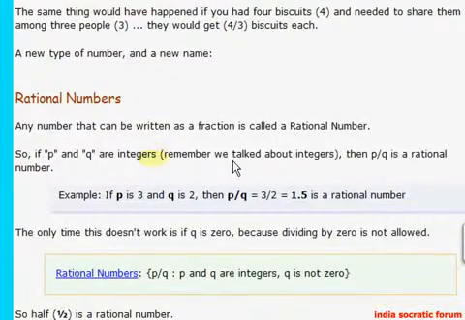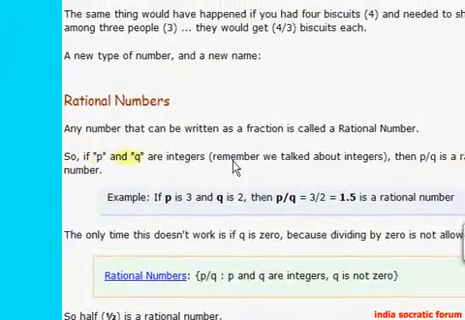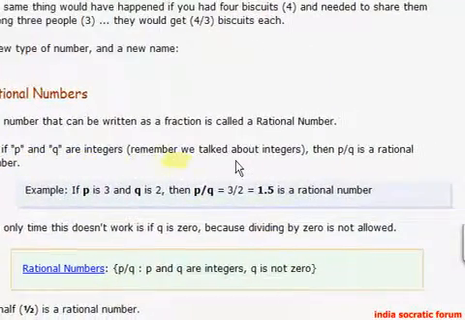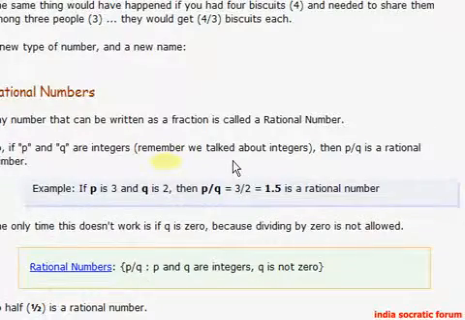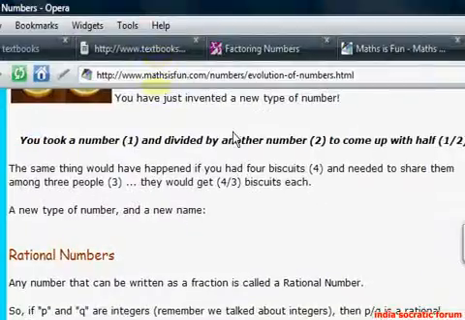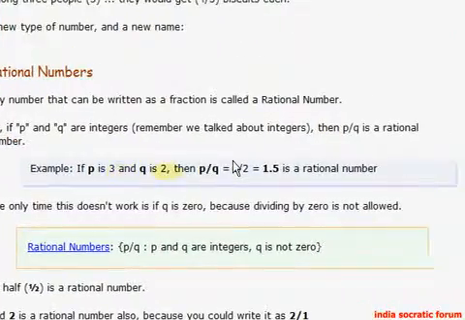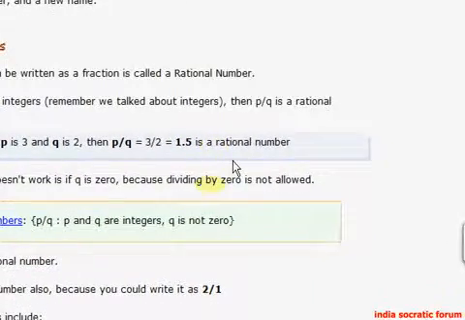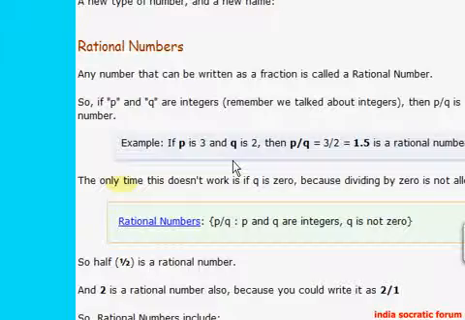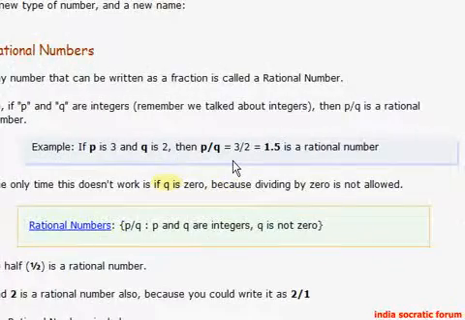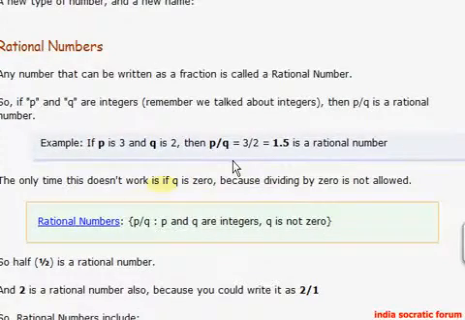That is, any number which can be written as a fraction, represented as p by q, where p and q are integers. Remember we talked about integers: they are all rational numbers. Integers are the negative and the positive numbers we saw there. If p is 3 and q is 2, then p by q is 3 by 2, that is 1.5. So 1.5 is a rational number. The only time this doesn't work is if q is equal to 0, that is, when you divide by 0, because dividing by 0 is not allowed in mathematics.